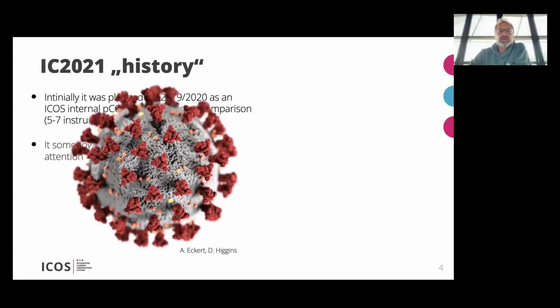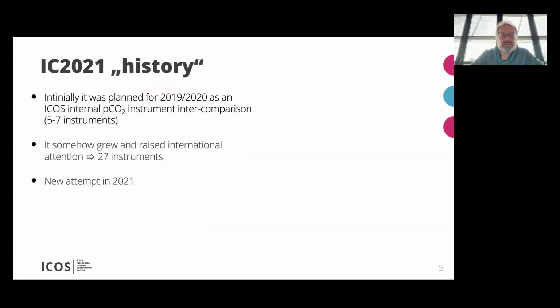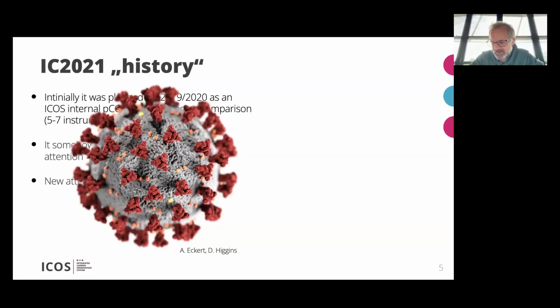But then, as you might remember, this guy hit us all, and it could not happen in 2020. So we decided to postpone it to 2021. We started a new attempt for summer 2021, and all groups got ready to come to Ostend to do the intercomparison. And this guy was there again, even in the summertime. So the question was, do we postpone it again to 2022, which was definitely not an option, because the funding for this intercomparison needed to be spent by the end of 2021.